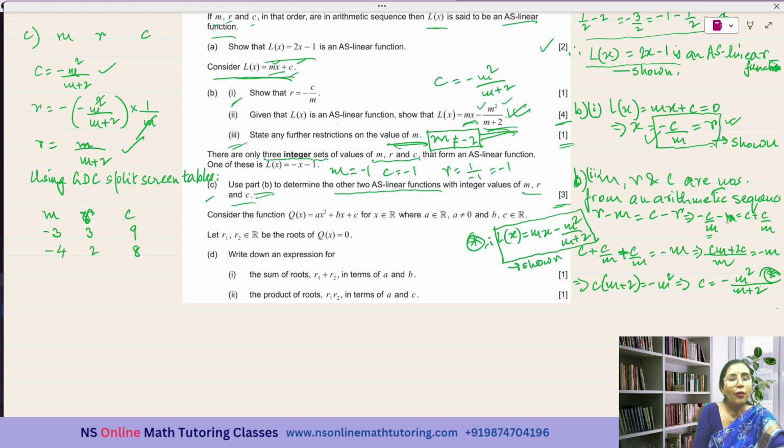Okay, so over here you see 2 minus -4 is 6. So the common difference is 6, and 2 plus 6 is 8. So this is another arithmetic sequence.